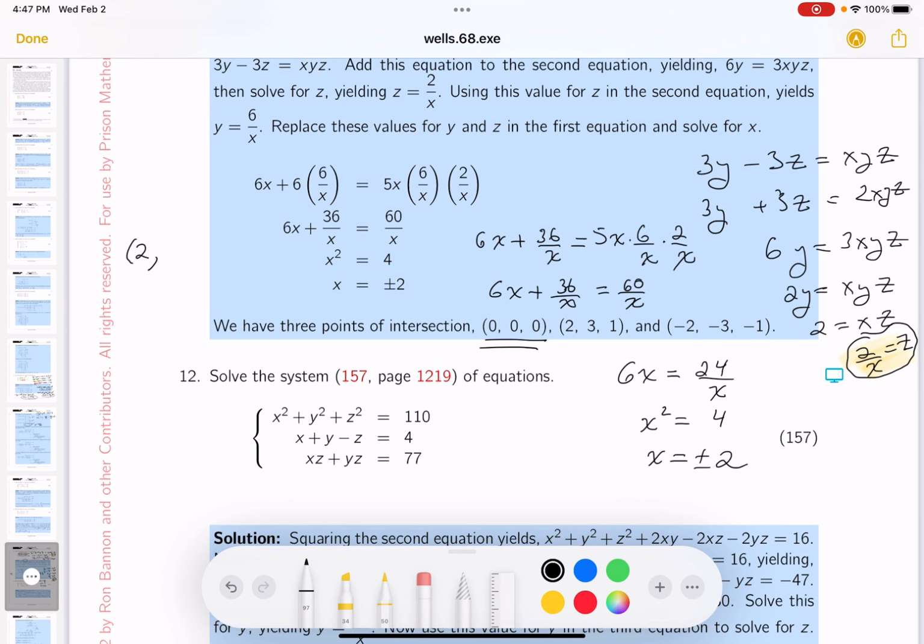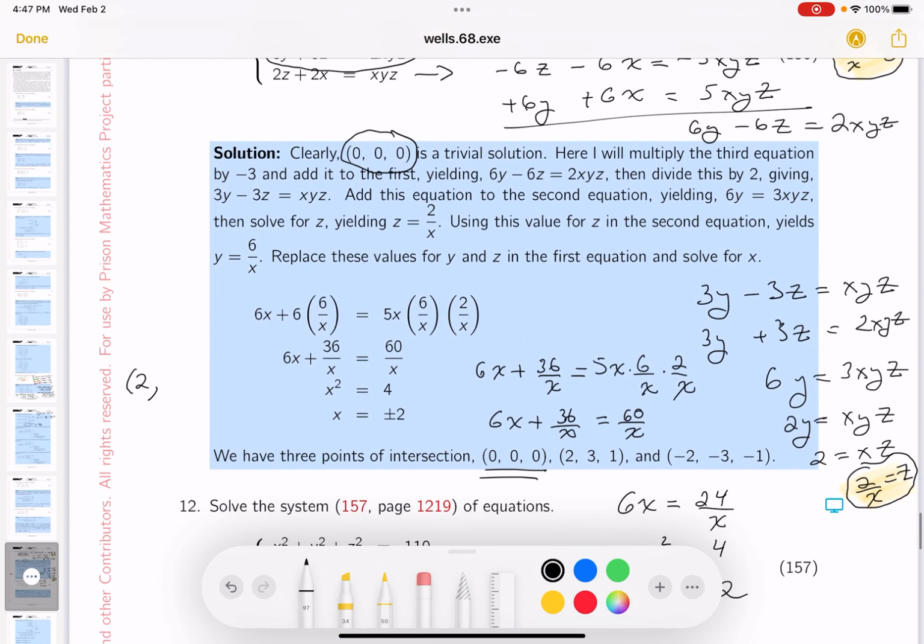And let's see, what's y again? Y is 6 divided by x, so that would be 3. And what's z? Z is 2 divided by x, so that would be 1. And that's certainly one answer there. Now let's say I took the other one, which is minus 2.